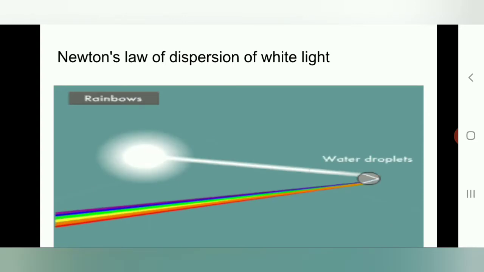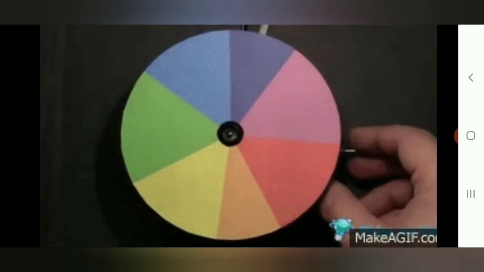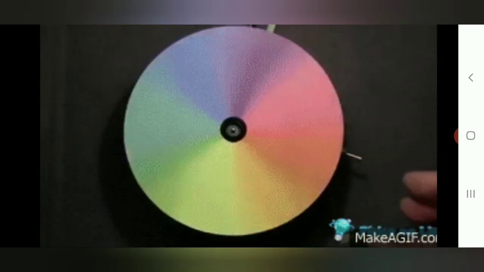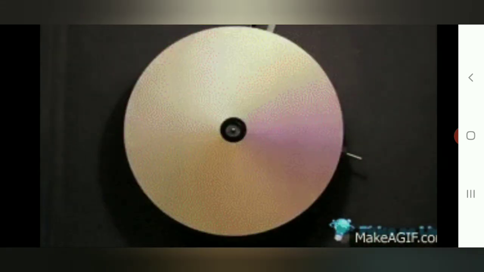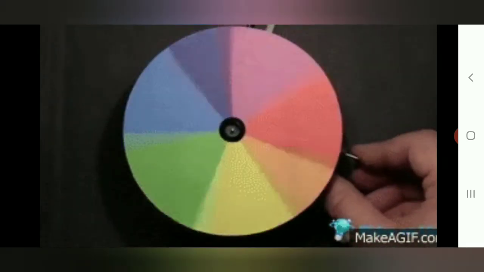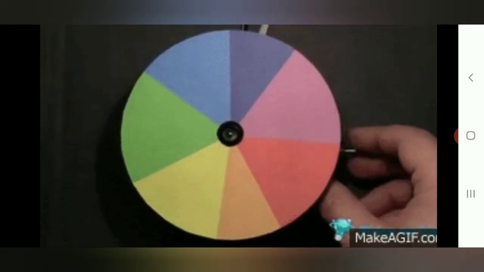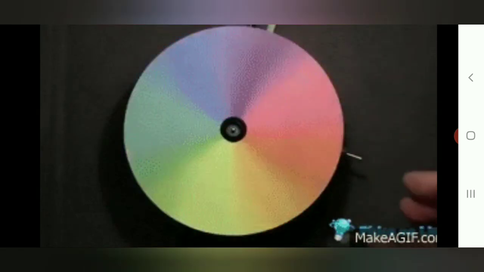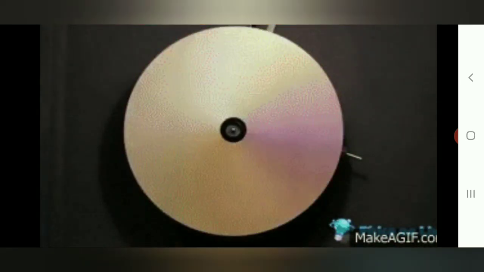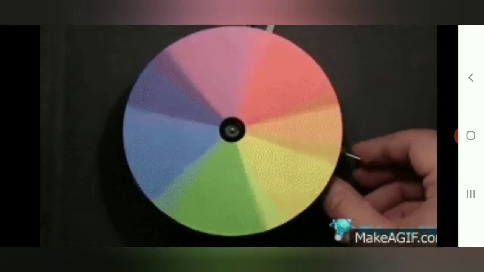Then we have, what is dispersion? Dispersion is the phenomenon of splitting of white light by a prism into its constituent colors. Here also in this diagram you can see, as soon as the button is pressed, all the 7 colors rotate, and if you concentrate you will find that white color is produced.